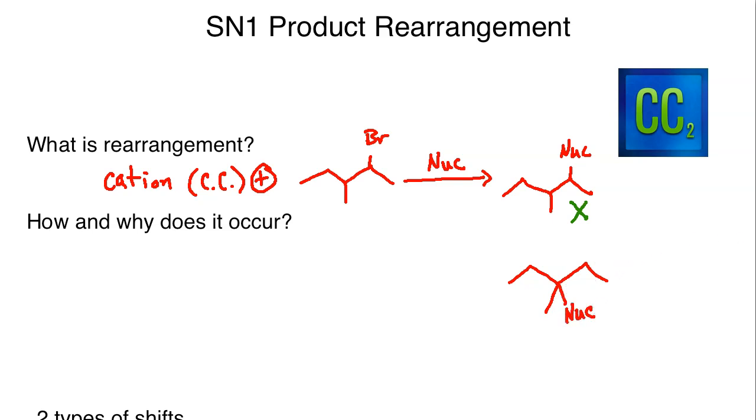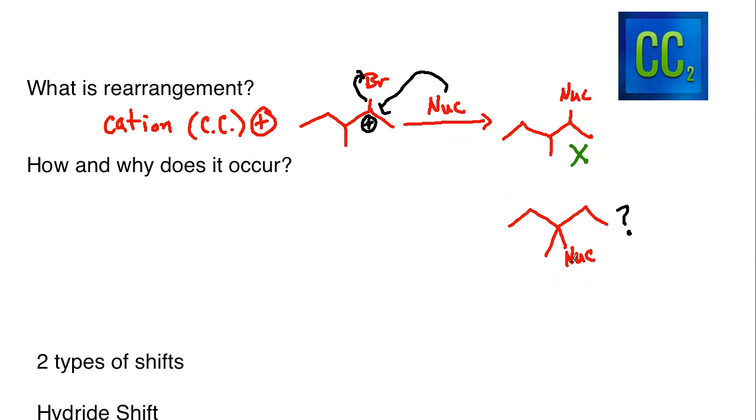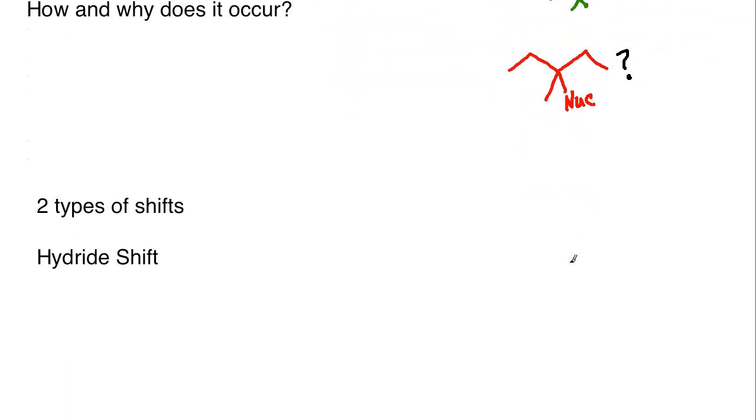And so the question is, how did we get to this structure? What happened mechanistically that moved the nucleophile from, if the bromine left, we would expect a carbocation in this position, and then we would expect the nucleophile to come in and bond to that carbocation. So if that's the case, then what is going on that created this shift? So how and why does the shift occur? And we have to look at the carbocation and understand carbocation stability.